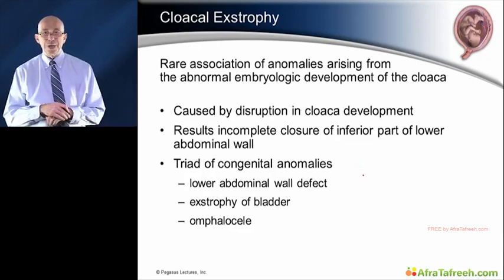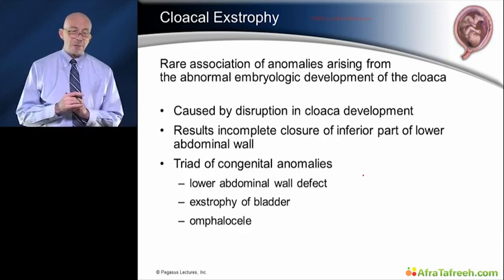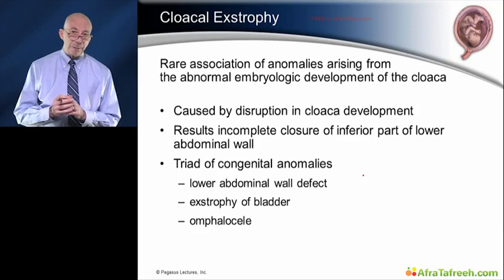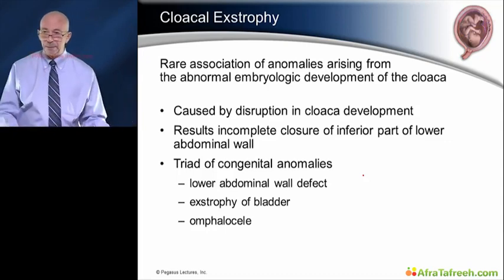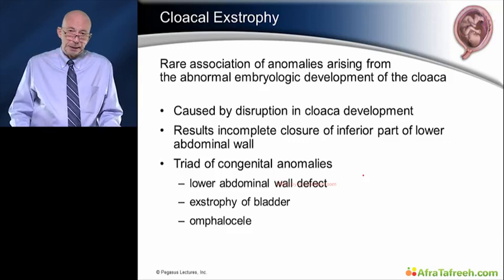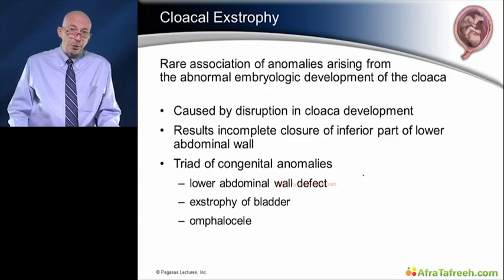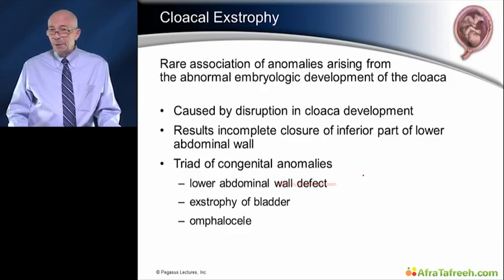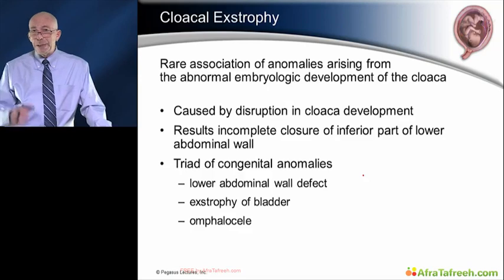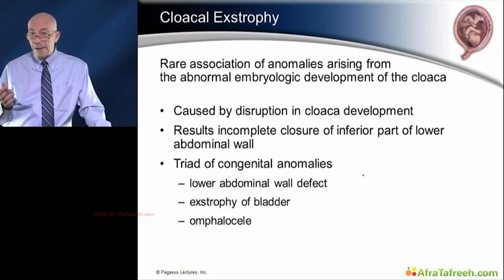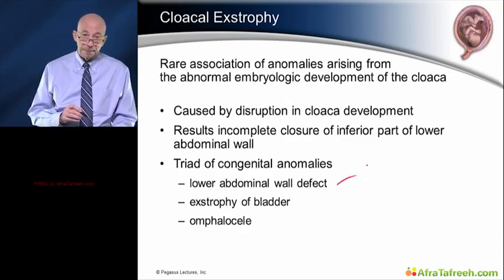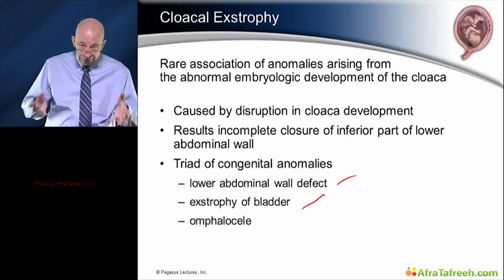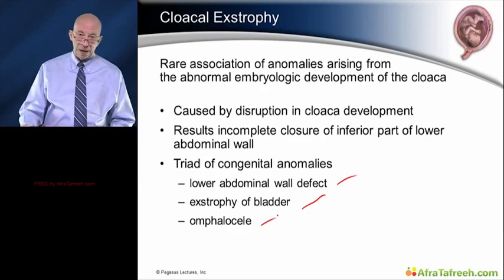Cloacal exstrophy is a rare association of anomalies arising from the abnormal embryologic development of the cloaca, the primitive anus and urethra area, perineal area. It's caused by the embryonic disruption in cloacal development, and it results in incomplete closure of the inferior part of the lower abdominal wall. There are a triad of congenital anomalies, and they include a lower abdominal wall defect, exstrophy of the bladder, that is exteriorization of the bladder, and an omphalocele.